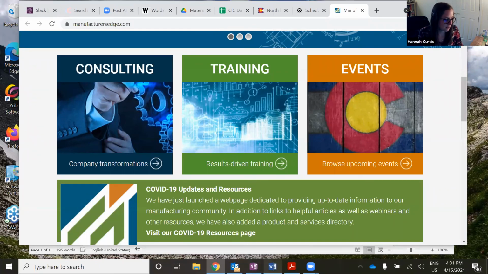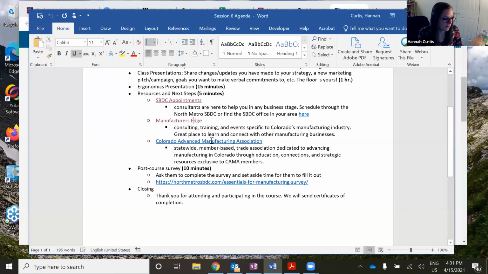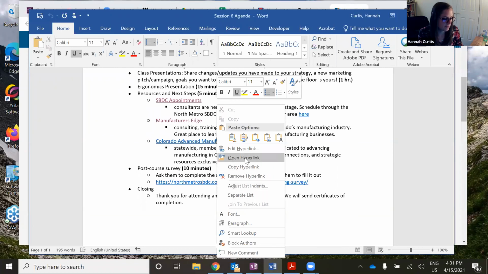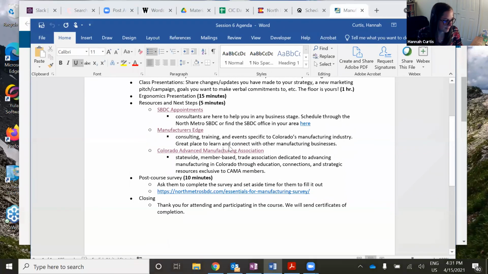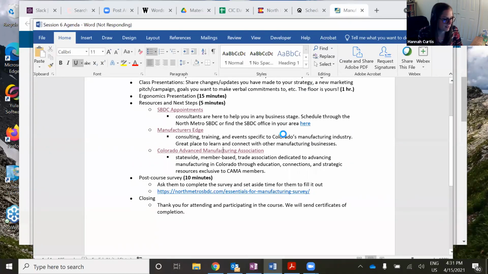And then the last one we want to throw out there is the Colorado Advanced Manufacturing Association. It's a member-based trade association. It's taking a minute to load here. We'll try it again. I keep seeing my spinning wheel. They are member-based, but they do have some free resources available as well.